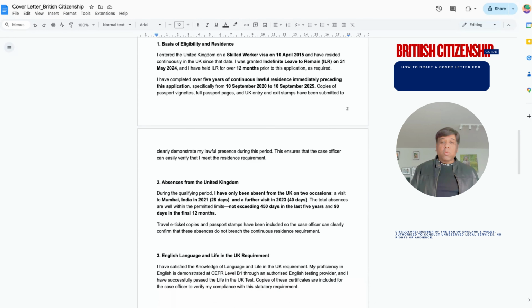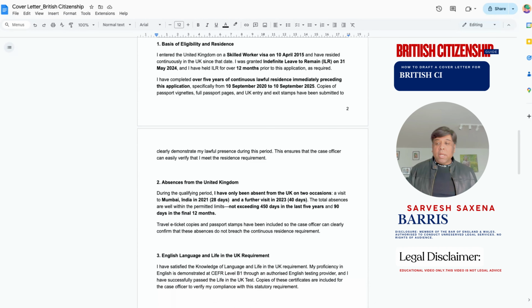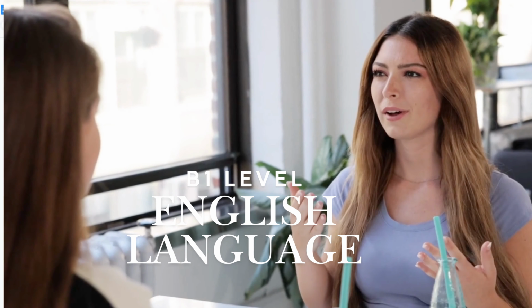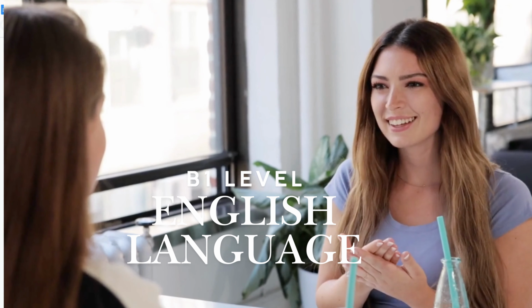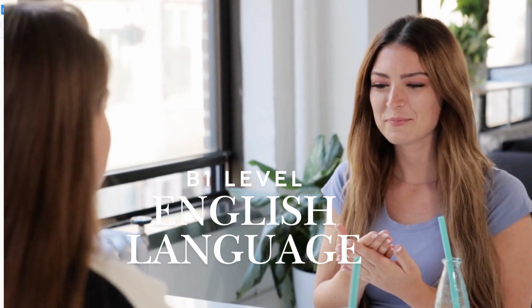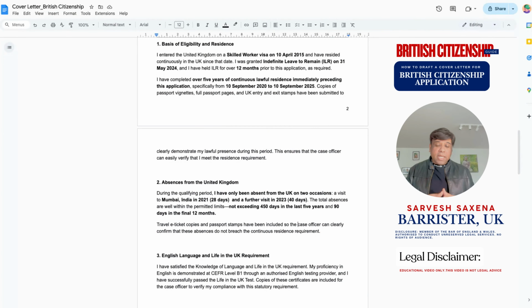English language requirement and life in the UK requirement. Now, for those people who are not under the age of 18 or above the age of 65, there is a requirement that you have to have sufficient knowledge of English language, which is level B1, and you must have passed the life in the UK test requirement.